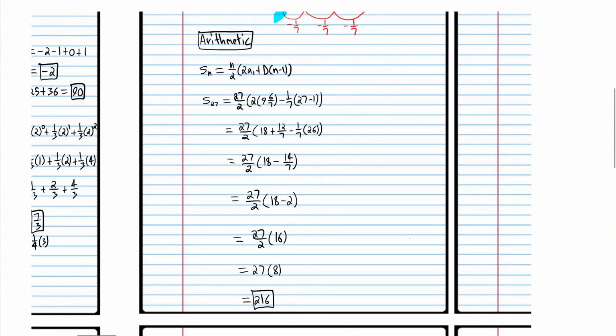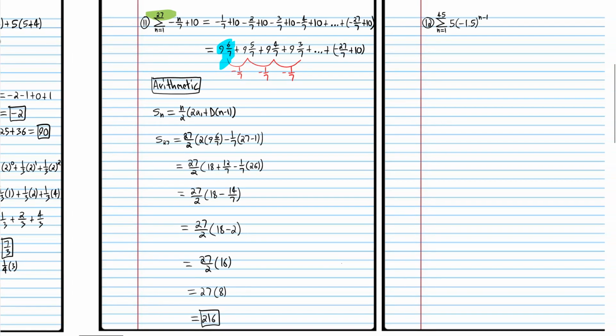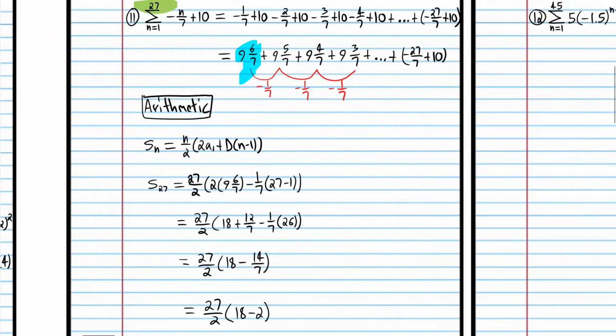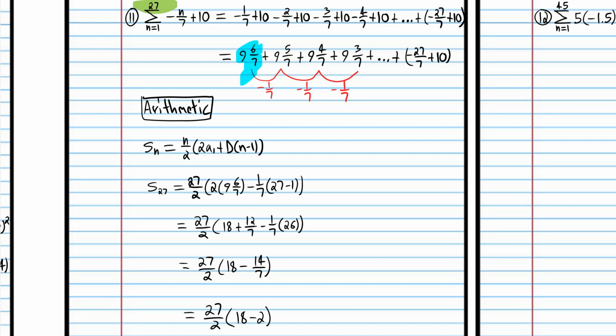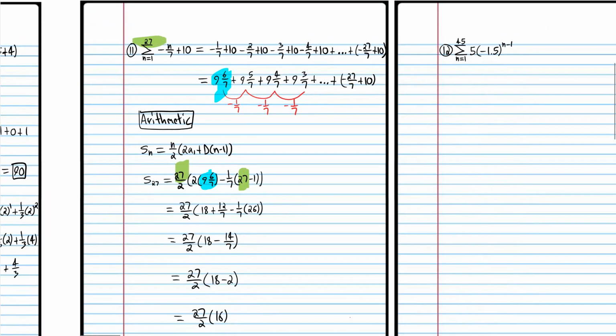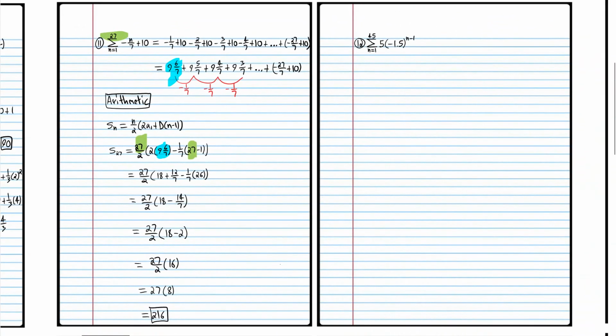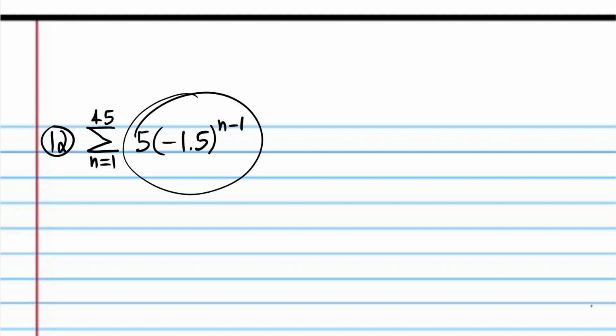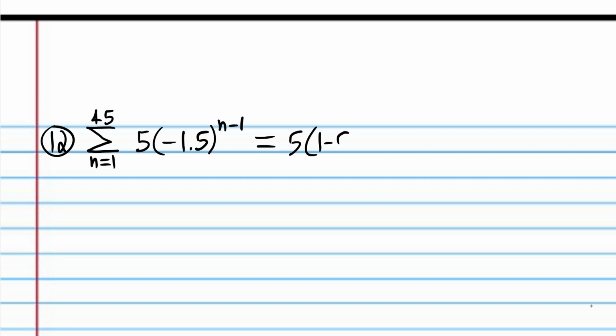So there's another example of a problem like that. So the 27 went there, and the first term was 9 6/7. So let's do another one of these problems. Again, you can see what the sequence is probably going to be just by looking at that expression. But let's write the first few terms out, just so we can make sure that we know exactly what the sequence is.